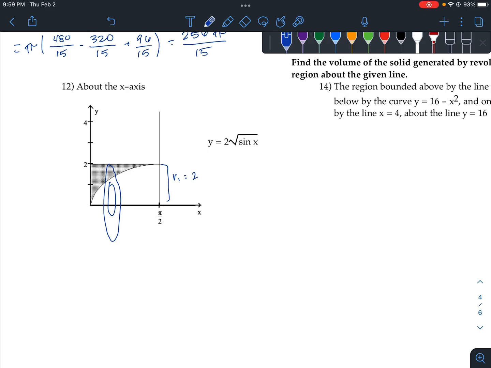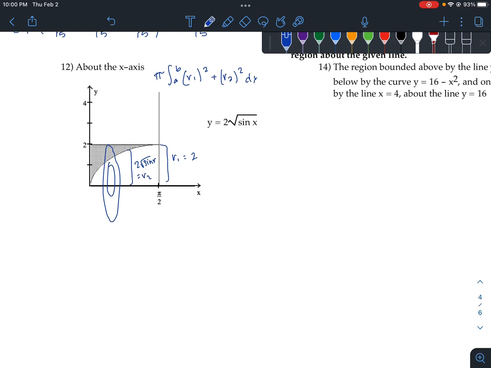And remember that for the washer method, that's pi integral from a to b of R1, I guess you could say R2. I can't remember what we said, but just in this case, we'll say R1 squared minus the inner one, we'll call that R2 squared dx. So R2 is this distance right here, which is the length of our function. So that's 2 square root of sine x. Okay, so that's equal to R2. So I need to square those. So R1 squared is going to be 4. R2 squared is going to be 4 sine of x.